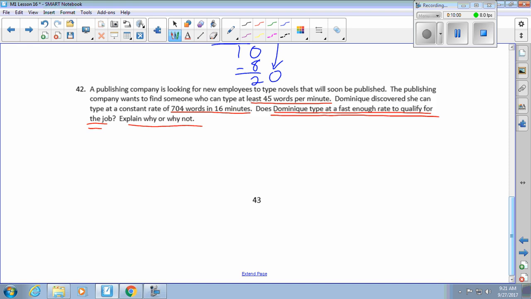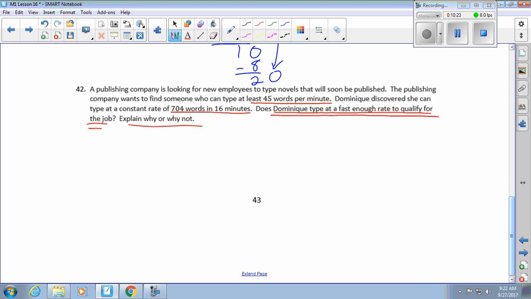Do we want to hire Dominique, who can do 704 words in 16 minutes? What do we have to do to figure that out? What do you think, Carly? I think that we're going to have to divide 45 by 704. All right, you said that kind of in the wrong order. So we know we want to find out words per minute. So we're going to take our words and divide it by the minutes. And in this case, it was 16.